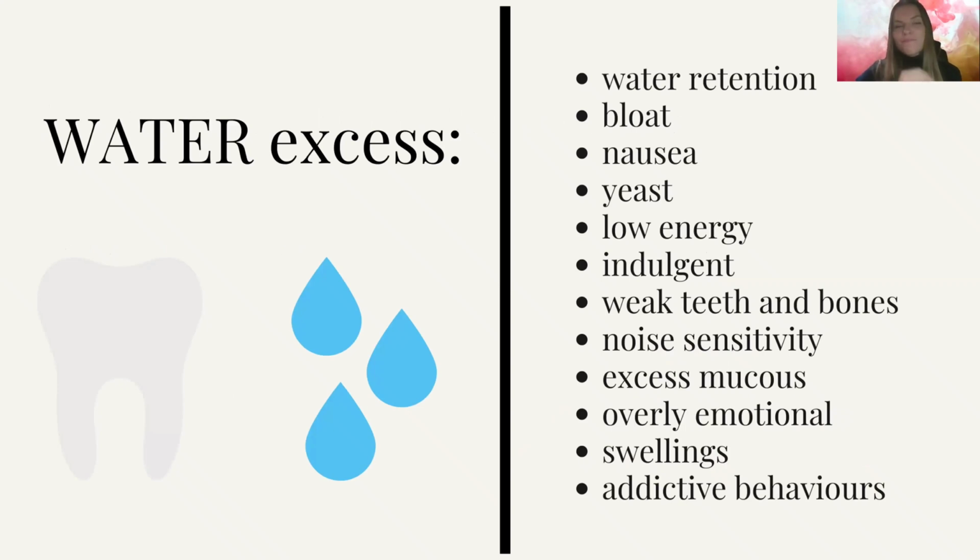We've got water excess. If you have many planets in water signs, or your angles, then you are going to experience water retention. So this can be quite unpleasant, especially in the heat. In summertime, you can feel bloated as well, nauseous. Sometimes water excess can lead to yeast infection, low energy, and this is also connected to deficiency of fire element. Indulgence in sweets and sugary things. Weak teeth and bones, and this is also especially relevant if you have weak earth element in your birth chart.